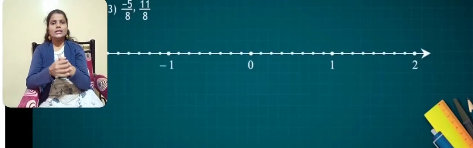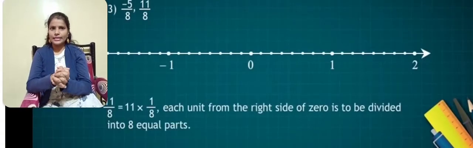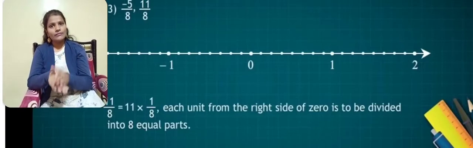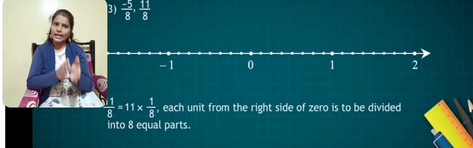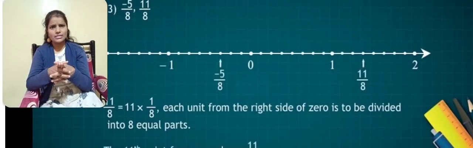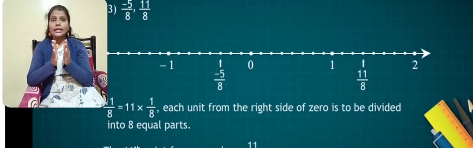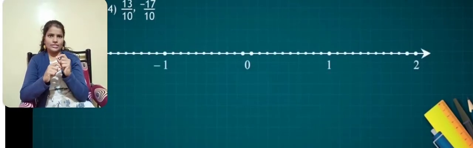Students, the next example we will solve is minus 5 upon 8 and 11 upon 8. So 11 multiplied by 1 upon 8. Each unit from the right side of 0 is divided into 8 equal parts. The eleventh point is 11 upon 8.